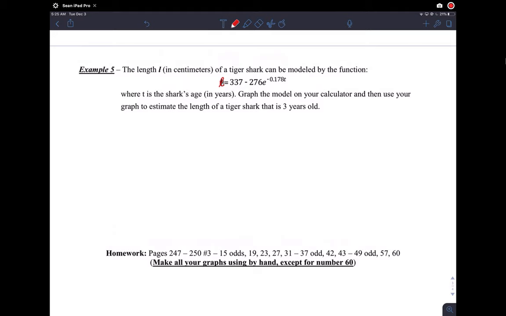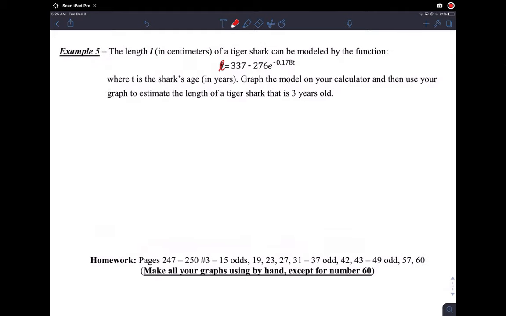I'm not too sure about this application. I'm trying to think how you would know a shark's age before you know its length. Interesting. In any case, maybe you can work backwards or something.